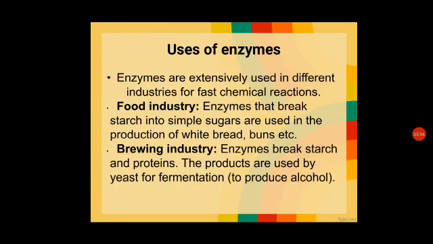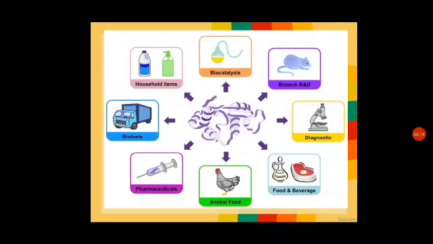In the brewing industry, enzymes break down starch and proteins. The products are used by the yeast for fermentation to produce alcohol. So by the process of fermentation, different types of juices can be converted into alcohol and many other drinks. Here you can see the uses of the enzymes: household items, biocatalysis, biotech, diagnostic reasons, food and beverages, animal feed, pharmaceuticals, and biofuels.